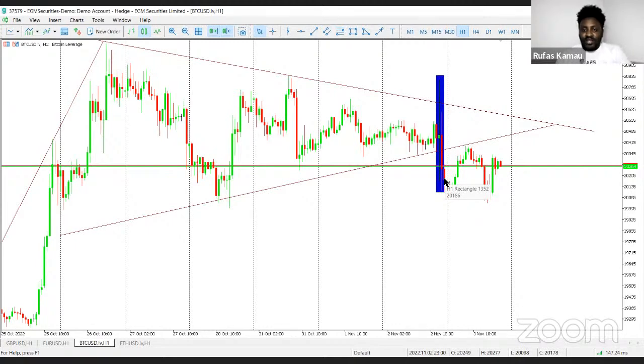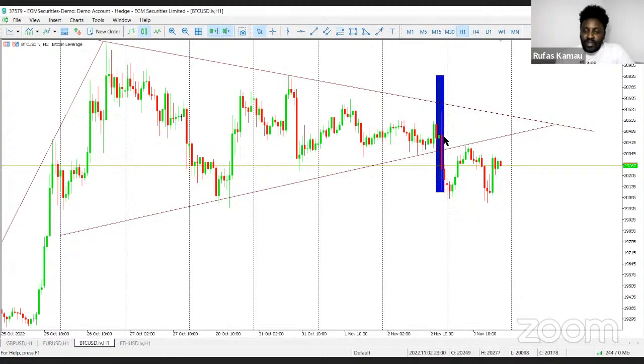So this was as a result of the Federal Open Market Committee announcing that they are ready to continue hiking interest rates. And this hiking of interest rates is expected to strengthen the dollar and weaken equities as well as cryptocurrencies. So risk assets are expected to continue weakening, while the currency of the US is expected to continue strengthening.